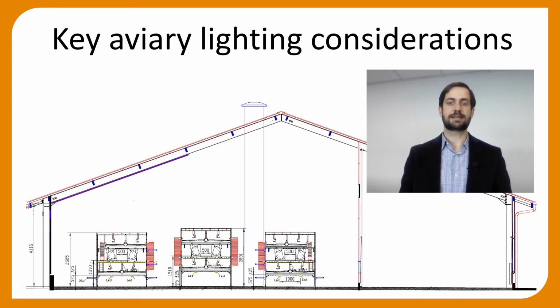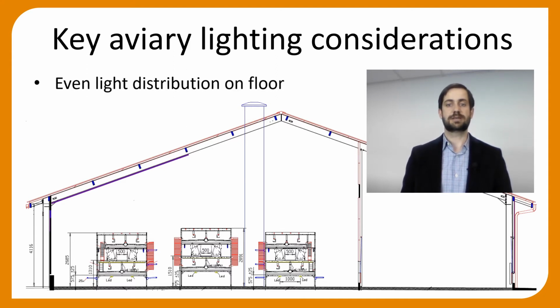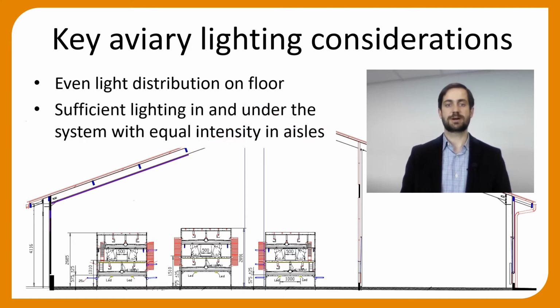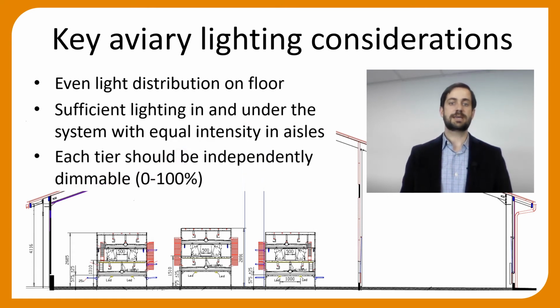Some key lighting aspects to consider in aviary settings include that lighting should be even across the floor. Dimmer regions tend to encourage floor eggs. Likewise, under-system lighting should be brighter and uniform. Each tier should be independently dimmable. This will allow sequential illumination and dimming during dawn and dusk, thereby encouraging the birds to make full use of the perches on all tiers.